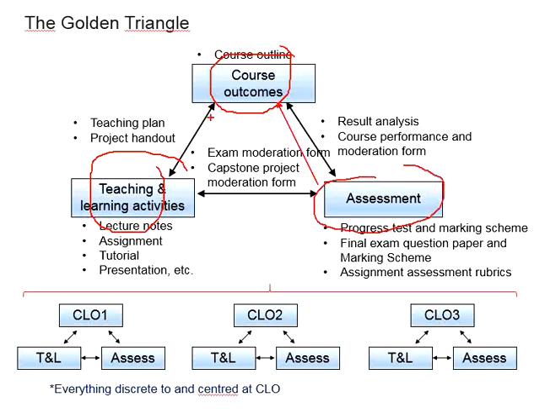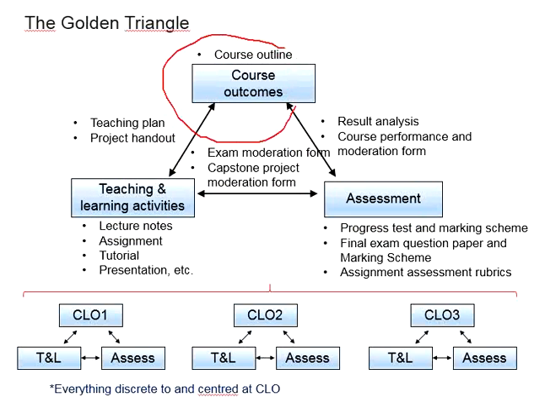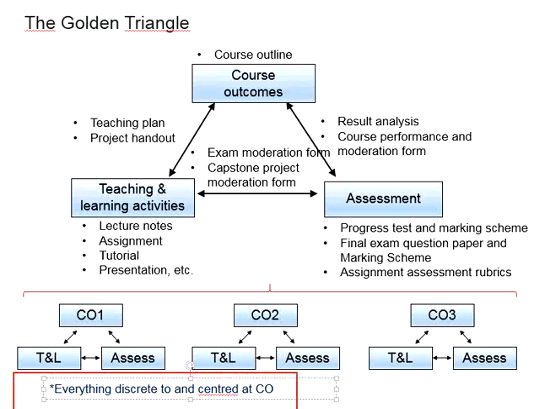They are complementing each other. Having any one of them disconnected from the others will collapse the entire course. And this is what you commonly see in the learning of outcome-based education. You need to know that everything needs to be discrete to and centered at the course outcome.